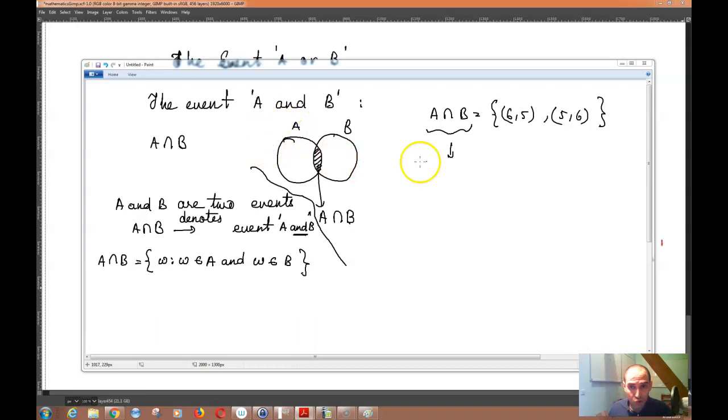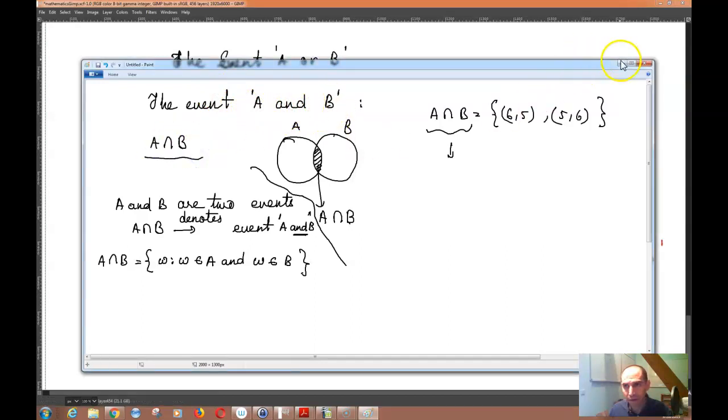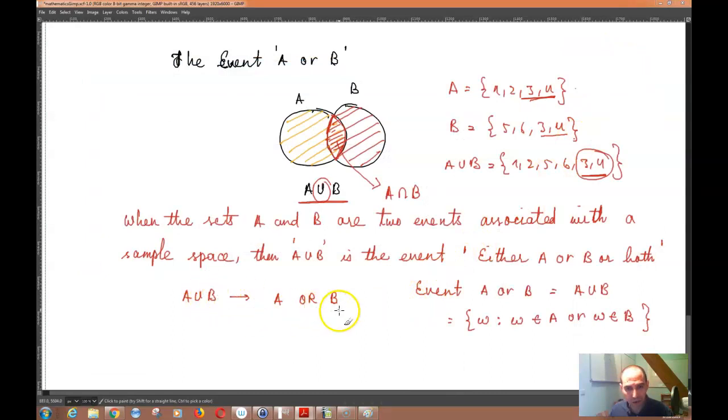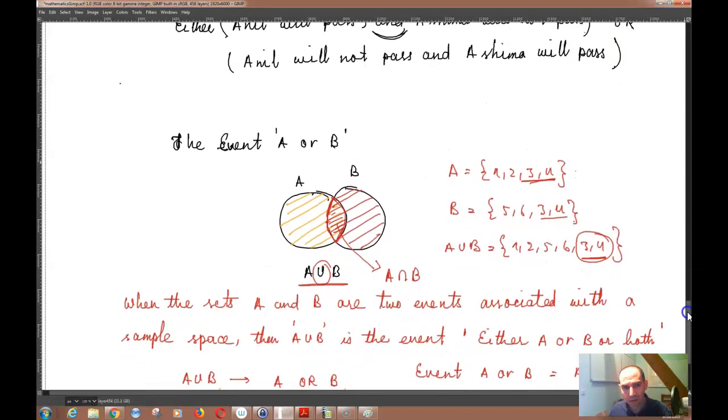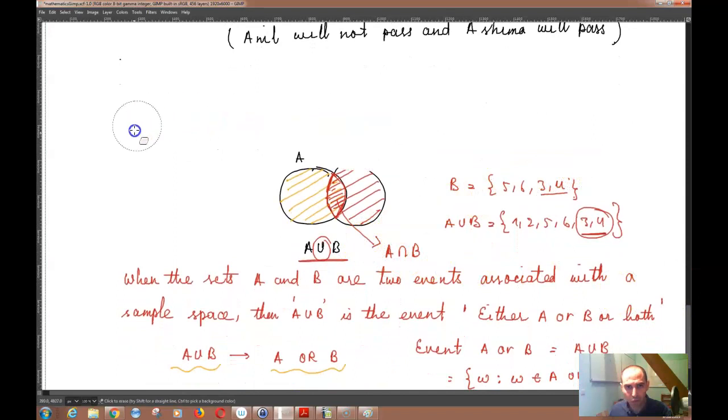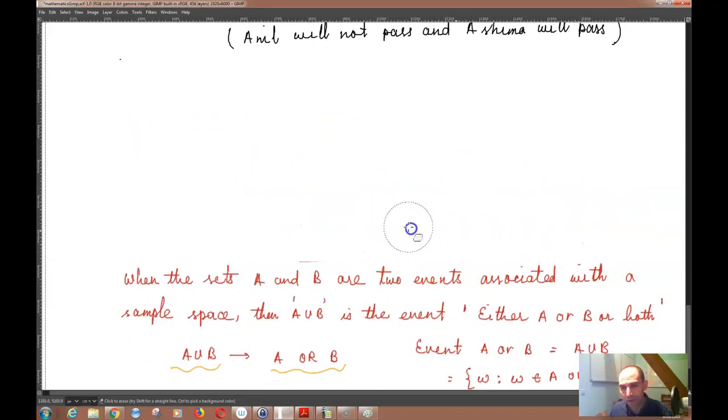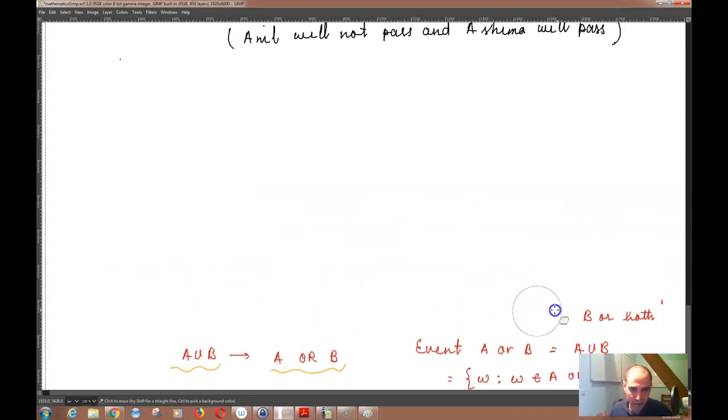Okay, so that makes sense. We said that the event A and B is A intersection B, and the event A or B is basically A union B, right? Now, over here we said that either Anneal will pass and Schema will not pass, or Anneal will not pass and Schema will pass. So basically, or is union, right? Or is union. And it does make sense, because otherwise it's not really possible.